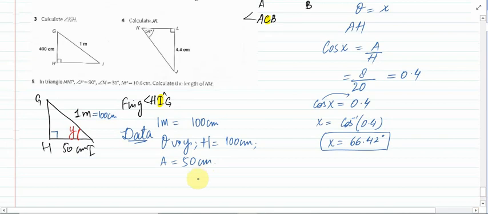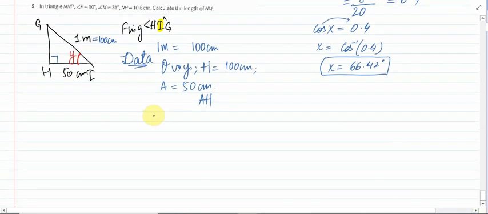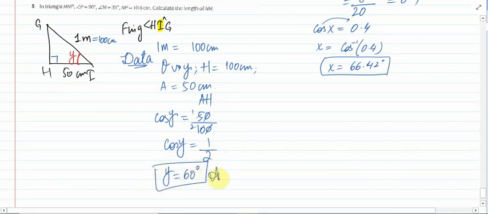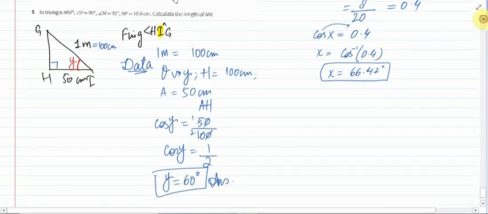Now A and H comes in which working formula? It comes in cos. So you need to apply cos here. Cos angle Y, adjacent is 50 and hypotenuse is 100. If we simplify it, cos y is equal to 1 divided by 2. We need to find the value of y, so cos inverse gives you the value of 60 degrees, that is your answer, right? Moving on to the next question.